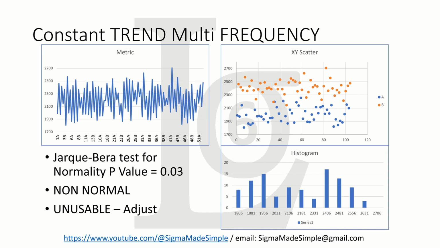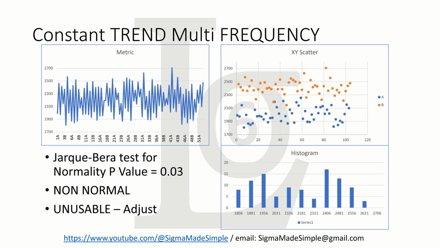You can do that by putting it in an XY scatter graph. In the upper right, we can see that there's a multi-frequency by shift. The orange and the blue are two different shifts, and there's just a little bit of overlap, but they're two separate sets of data. And there could be any type or number of frequencies, so just slice and dice your data looking for it.